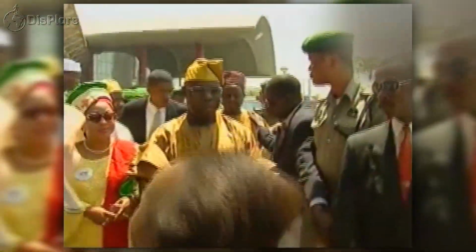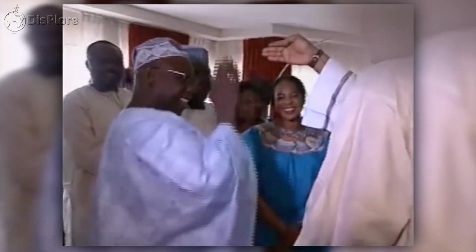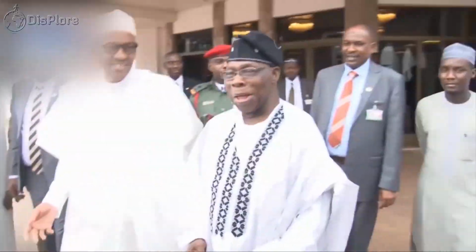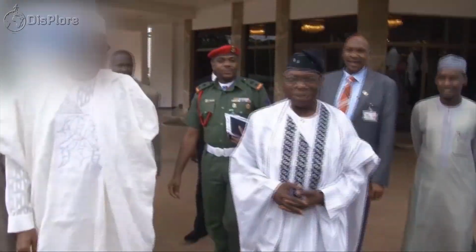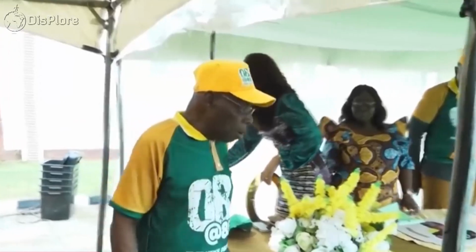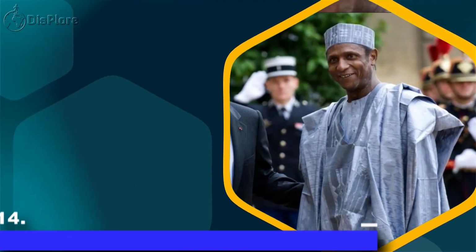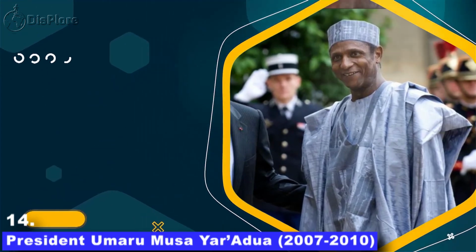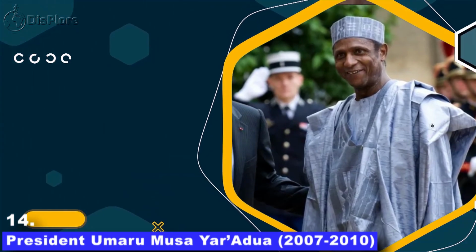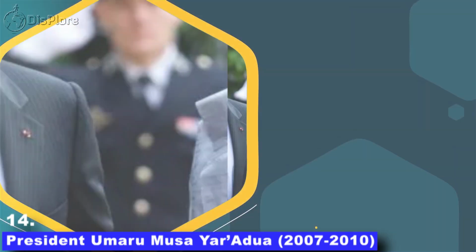During his second term as president, Obasanjo stabilized the democratic system. He departed to work on pension reform, created the Independent Corrupt Practices Commission, ICPC, and created the Economic and Financial Crimes Commission, EFCC. 14. President Umaru Musa Yar'Adua, 2007 to 2010.